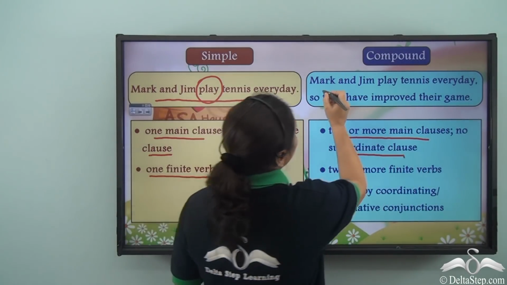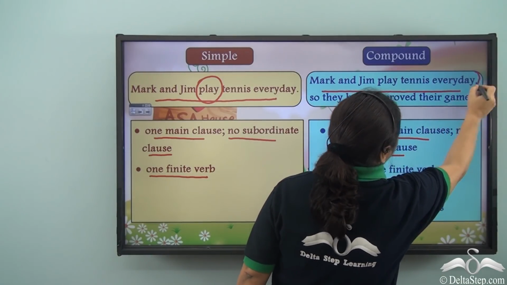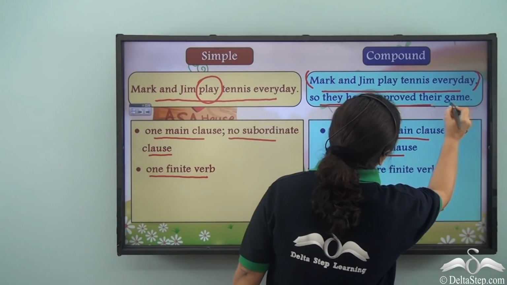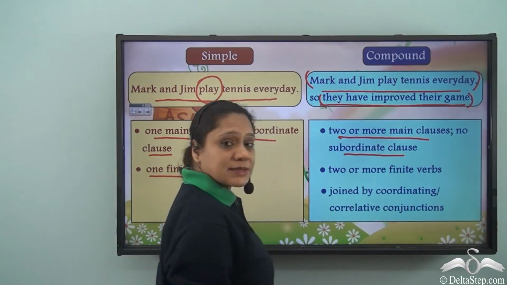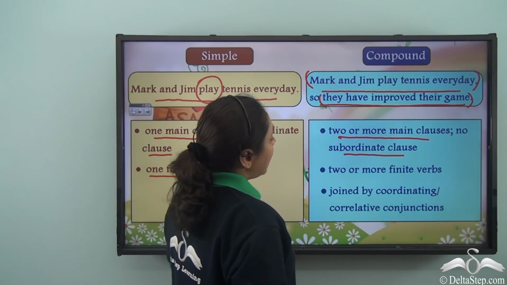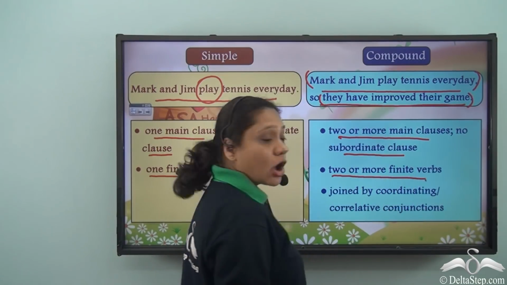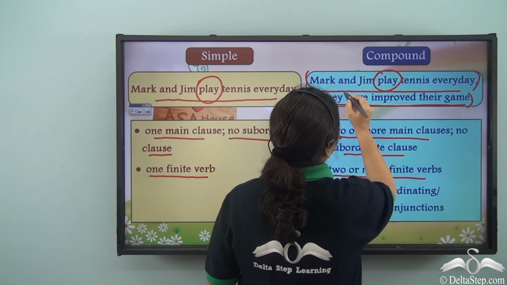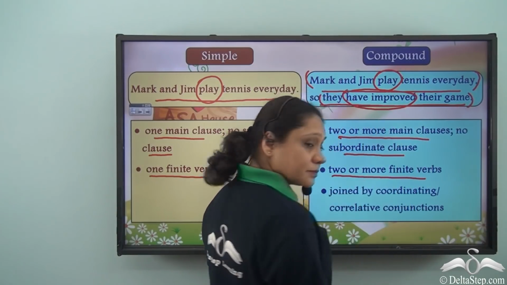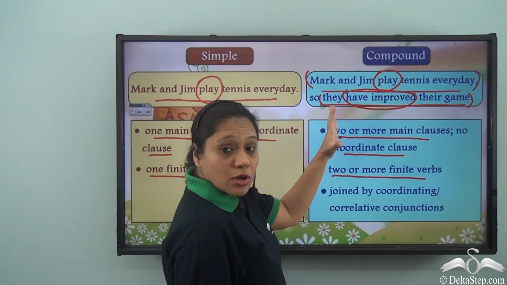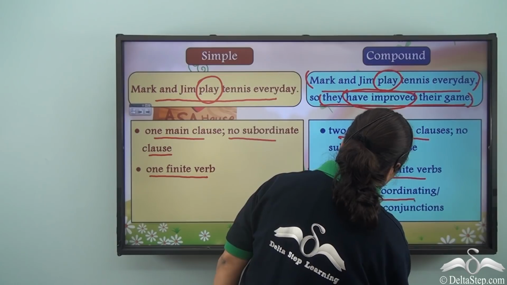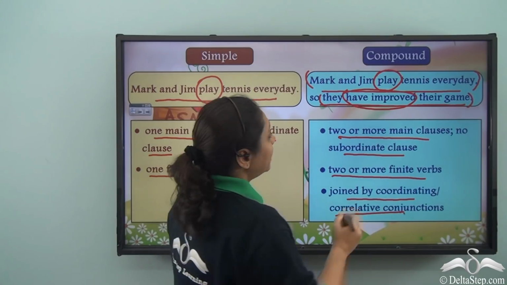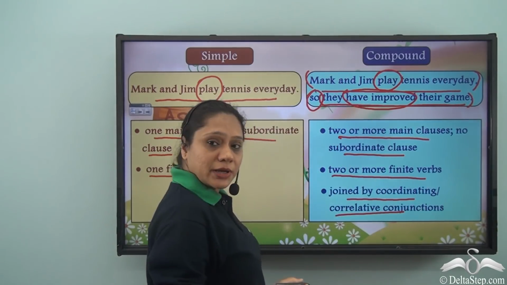Whereas, a compound sentence has two or more main clauses and no subordinate clause. So, in this sentence, Mark and Jim play tennis every day is one independent or main clause, and they have improved their game is another independent or main clause, and these clauses have two or more finite verbs. What are the finite verbs here? Play and have improved. Also, these clauses are joined by coordinating or correlative conjunctions. In our example, the clauses are joined by the coordinating conjunction so.